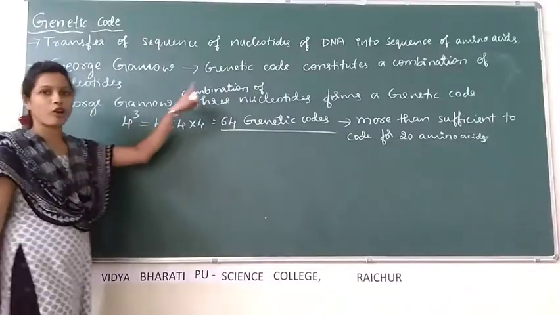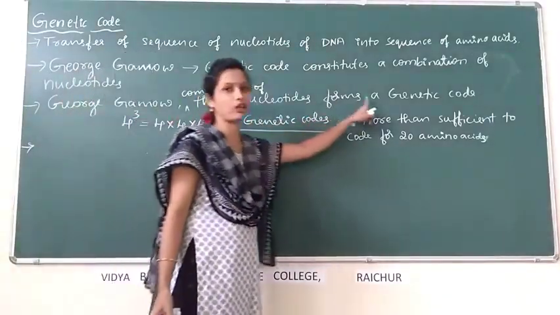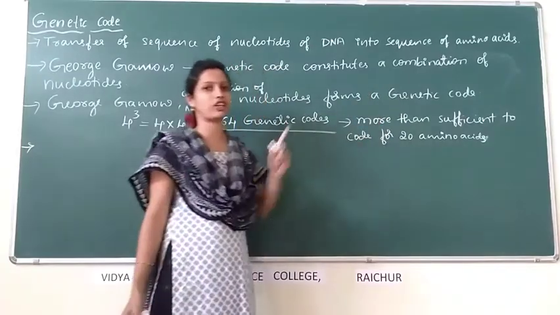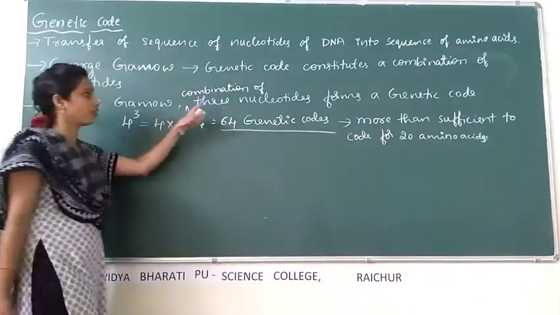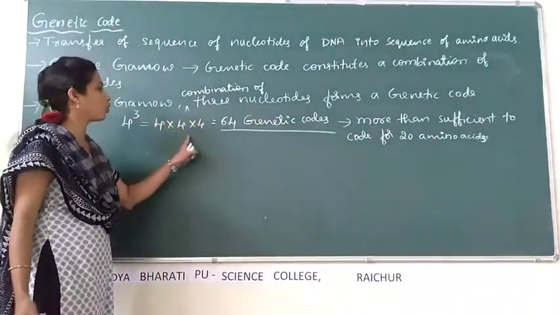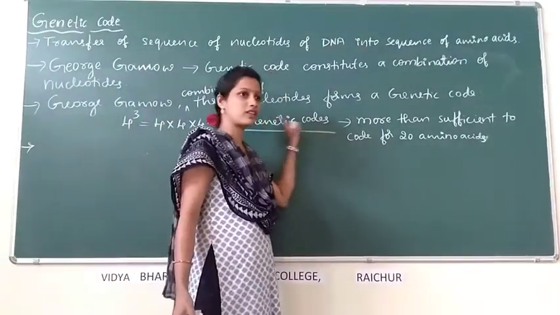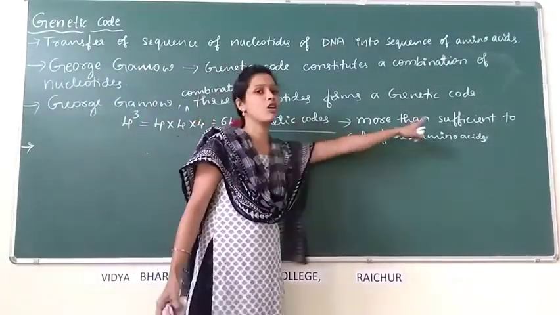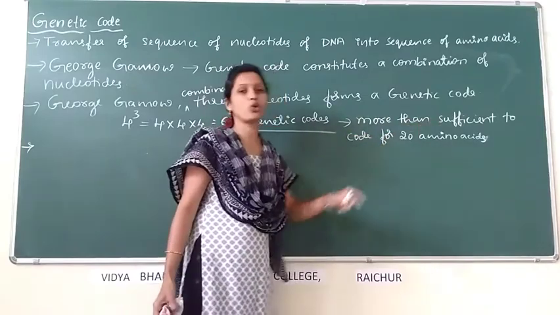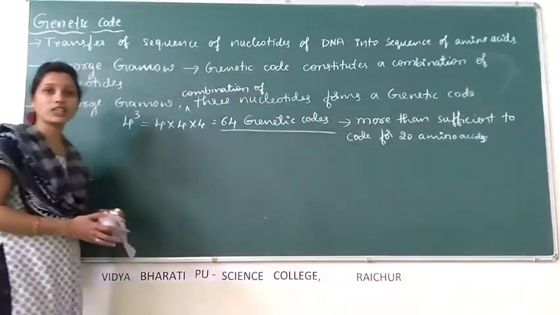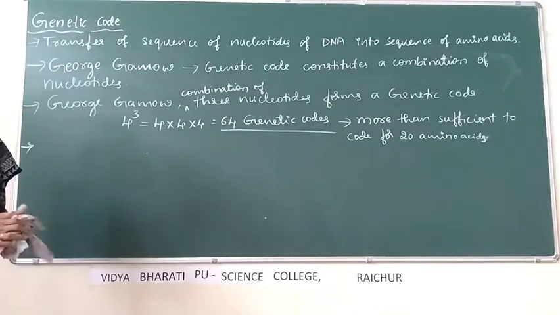A combination of 3 nucleotides forms a single genetic code. A combination of 3 nucleotides means a total of 64 genetic codes are formed, and the 64 genetic codes are more than sufficient to code for all the 20 different types of amino acid.